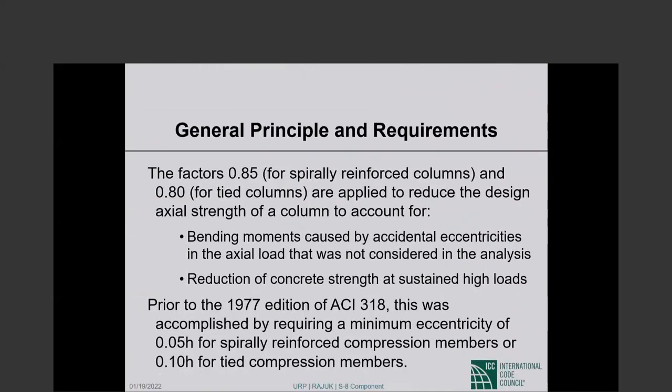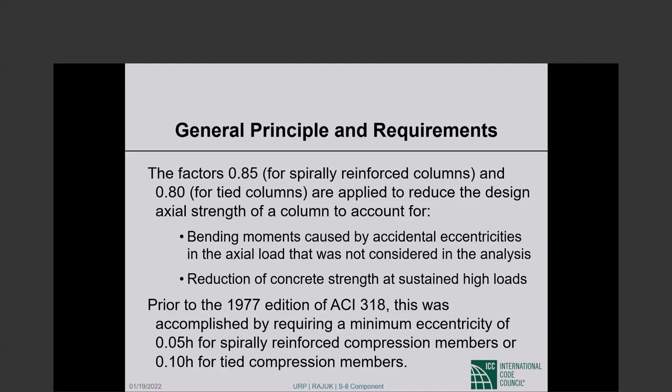The factor of 0.85 or 0.80, so 0.85 for spiral columns and 0.8 for tight columns, are applied to reduce the design axial strength of a column. Why do we reduce it? To account for bending moment caused by accidental eccentricities in the axial load that was not considered in the analysis. Also, reduction of concrete strength at sustained high loads. The second factor, I think, is very secondary.